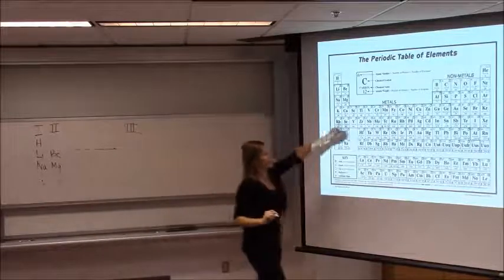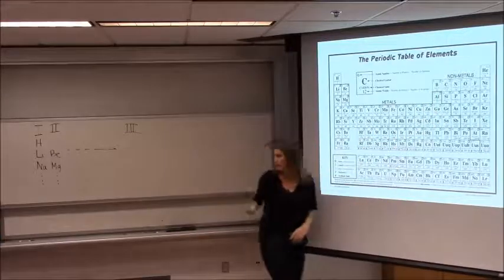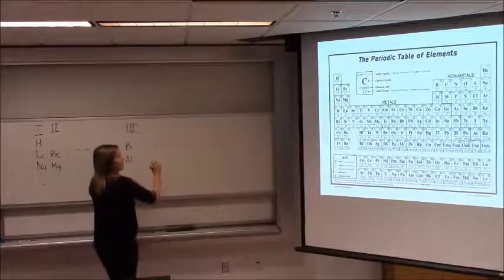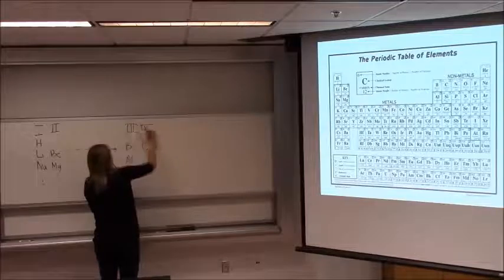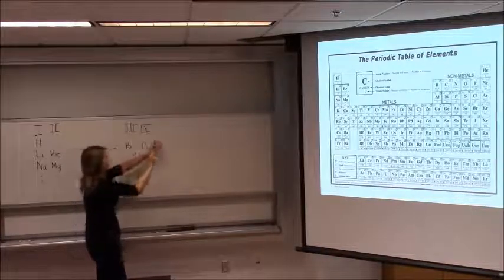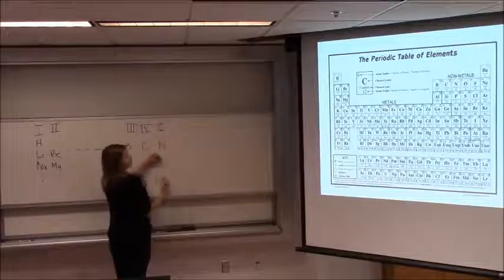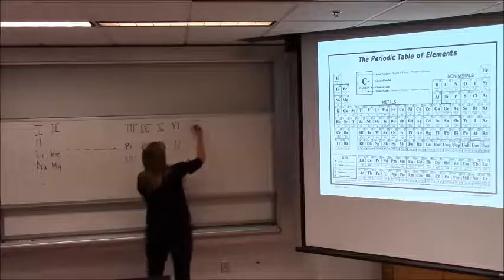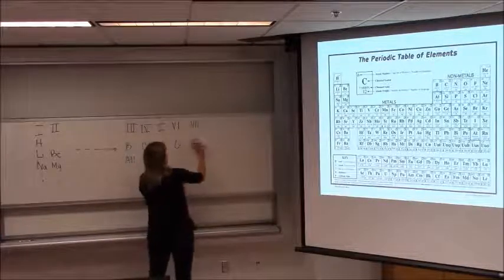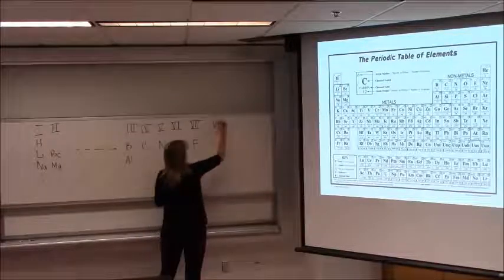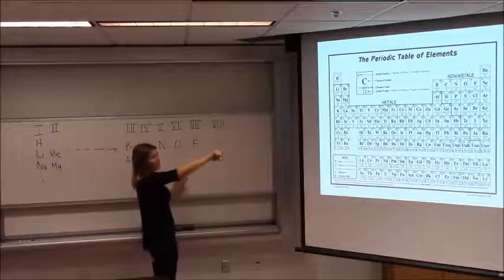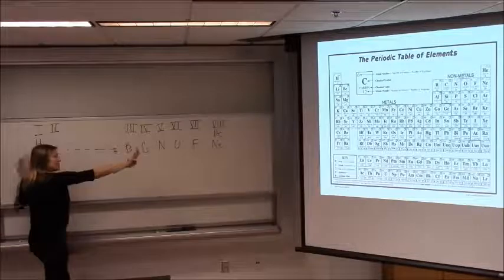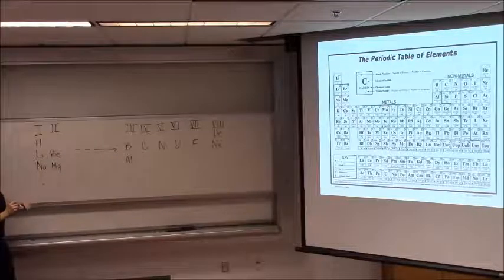Column 3 is going to be this one with boron, aluminum. And then 4 is going to be the one with carbon. And then 5, the one with nitrogen. 6 with oxygen. 7 with fluorine. And then finally column 8 is going to be that very last one with helium, neon, etc. So we're mostly going to concern ourselves with those 8 columns as we go through the story.